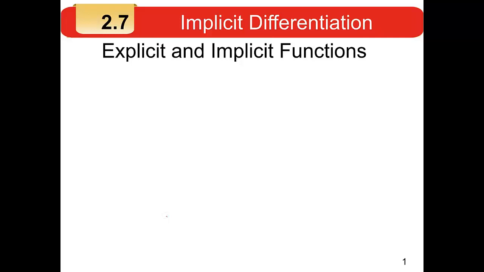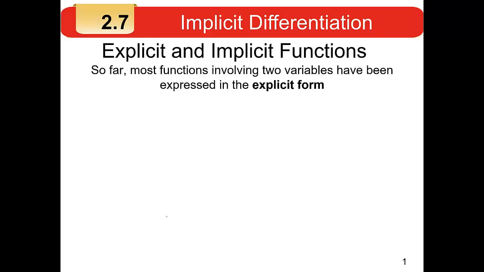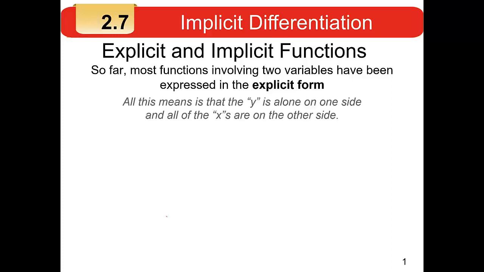In this lesson, I'd like to discuss one of the more important differentiation tools that we'll be using this semester. And in order to do that, I want to talk about the difference between something we'll call an explicit and an implicit function. So far, most of the functions involving two variables that we've dealt with have been expressed in this explicit form. And all I mean by that is that the y is alone on one side of the equation and all the x's are on the other side.